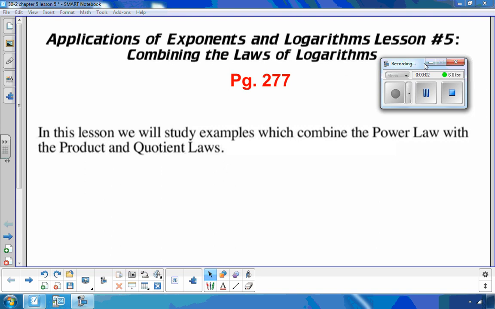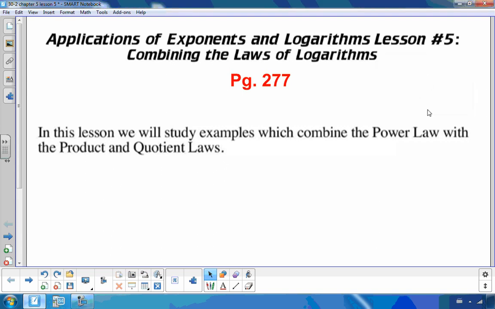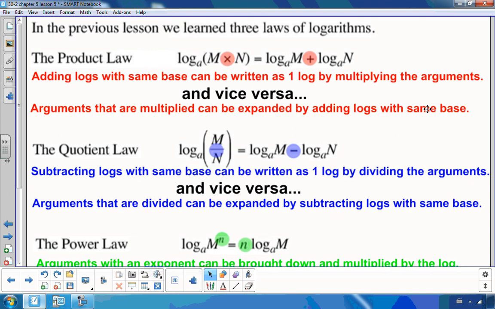Hello, Matthew Gatos here. In this lesson, chapter 5, lesson number 5, we will be looking at combining the laws of logarithms. So I just want to begin by reviewing the laws that we've already done. In the last lesson, we looked at the product law. The product law stated that if we have two logs that are added together, we can combine them as one log by multiplying the arguments.